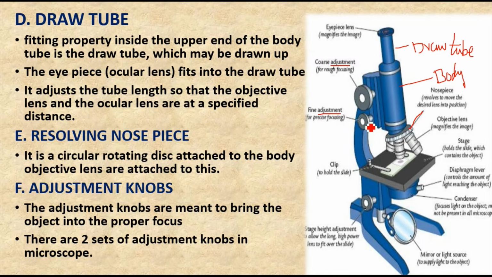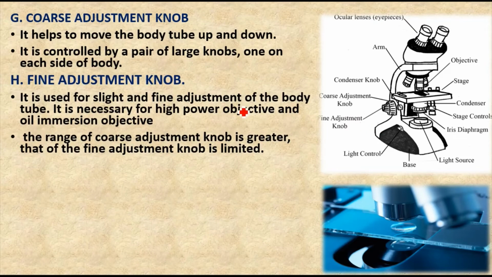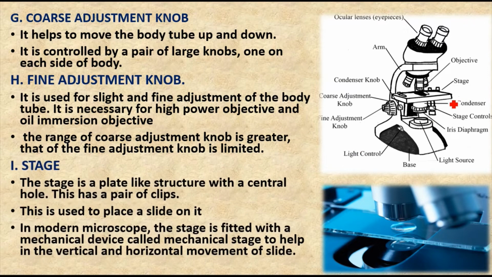In the same manner, the fine adjustment knob is used to focus the image or to have a clear image formation. This is very necessary while you are viewing the image in the high power objective and oil immersion objective. The range of the coarse adjustment knob is greater than that of the fine adjustment knob, which is limited.